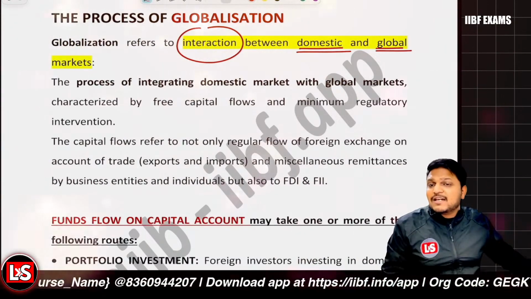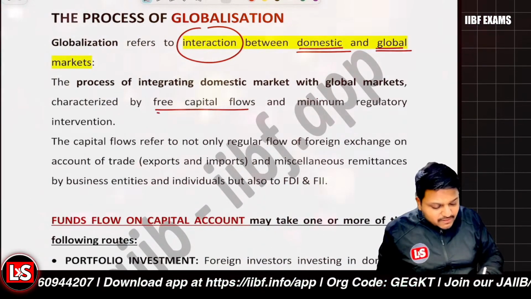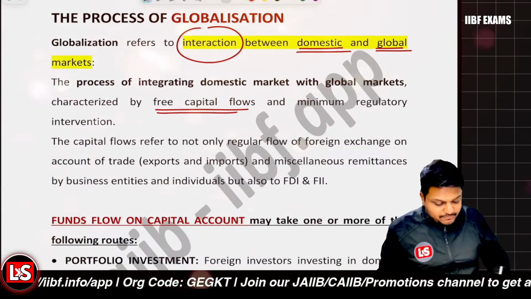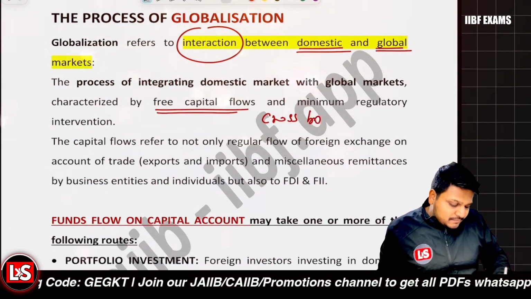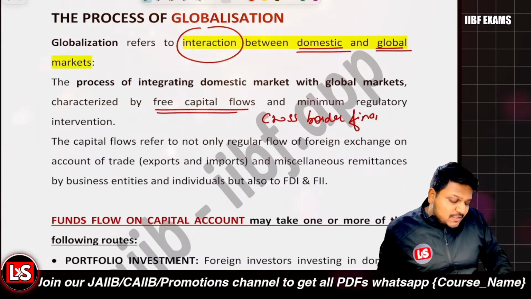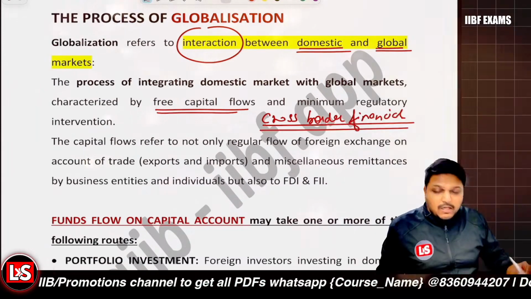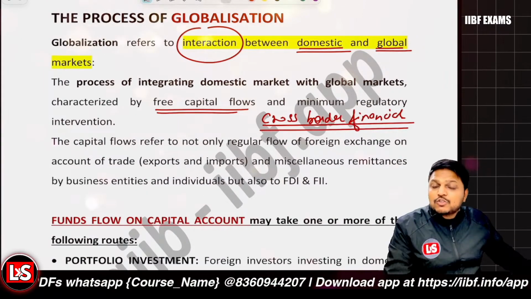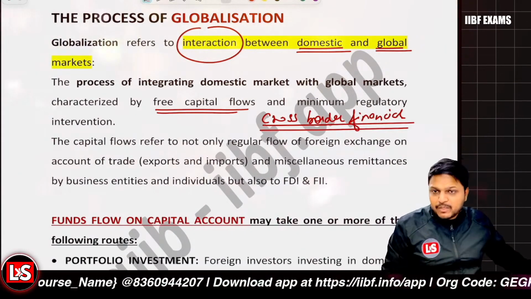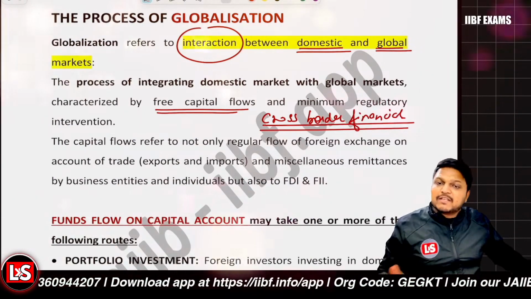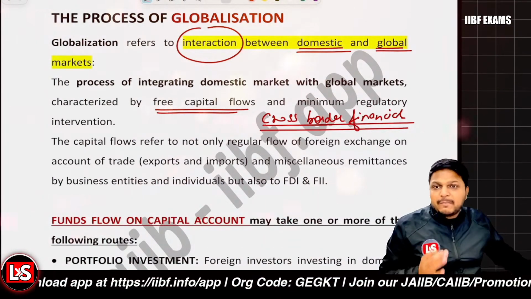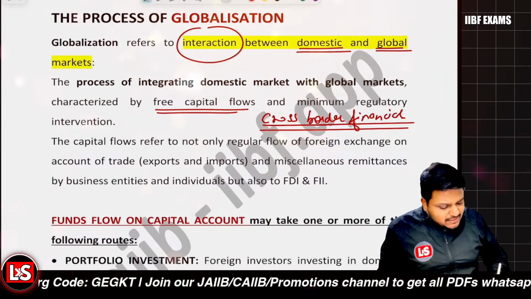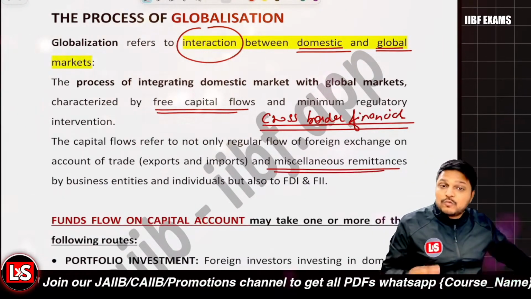And why is globalization there? Because there is free flow of capital, cross border financial investments and cross border financial transactions, and deregulation. Like I told you, current account transactions are fully convertible and capital account transactions are partially convertible. So capital flows from one country to another, and there is increased international trade and investment. There are exports and imports, remittances by individuals and companies, foreign investments and borrowings. These are the miscellaneous remittances or transactions due to which the cash flow is there.